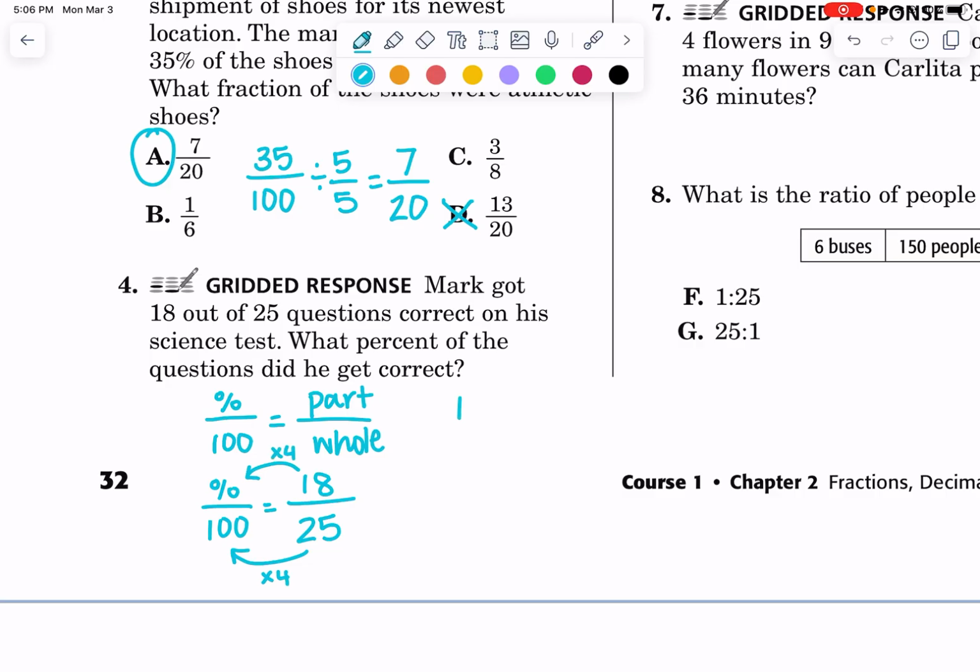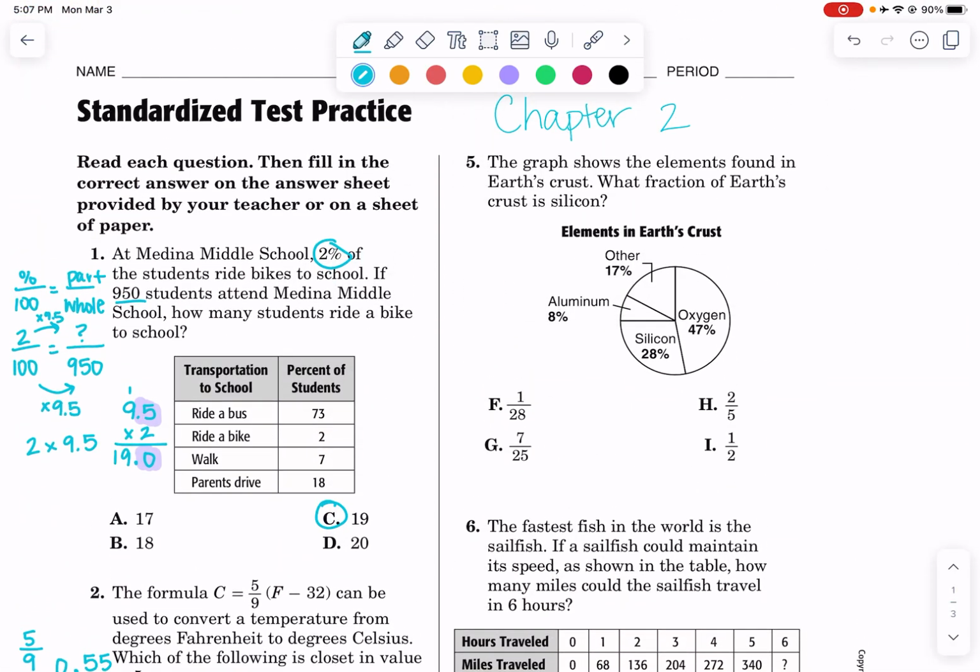18 times 4 will give me my percent. 18 times 4, 4 times 8 is 32. 4 times 1 is 4, plus 3 is 7. 72. So Mark got 72% of the questions correct. Let's move on to number 5.